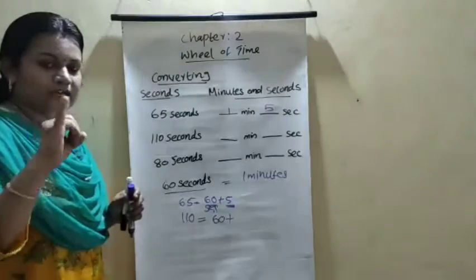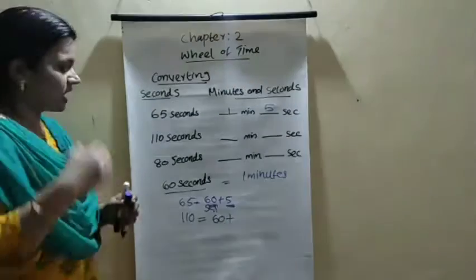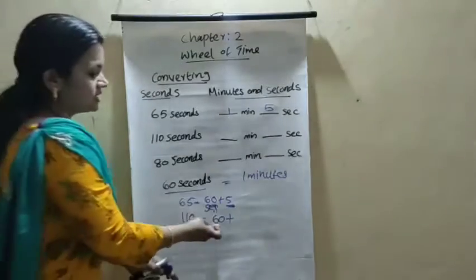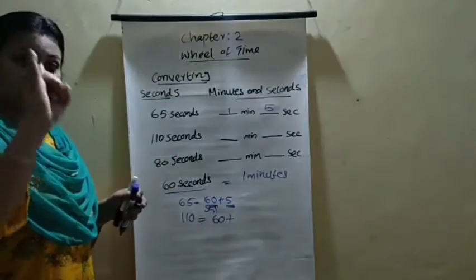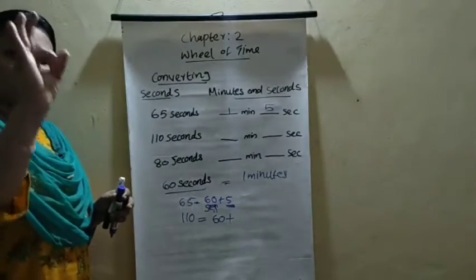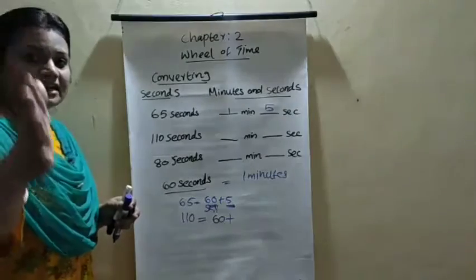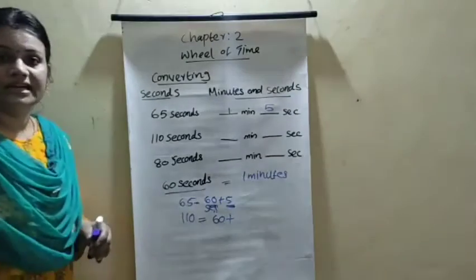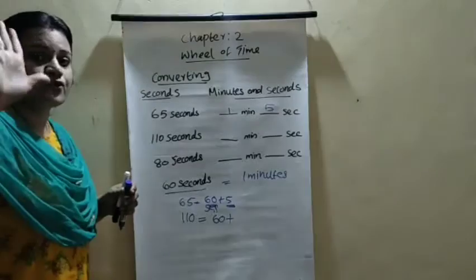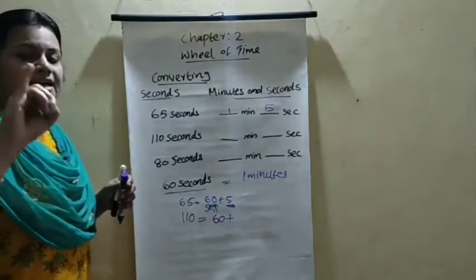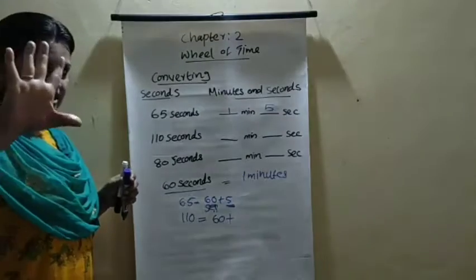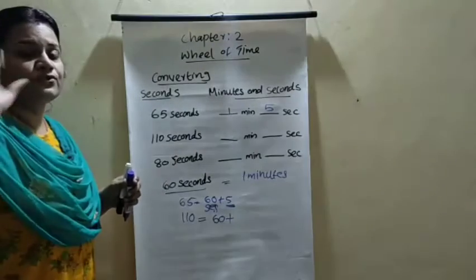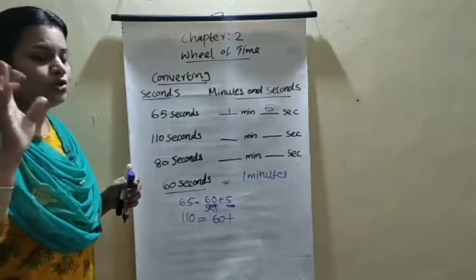Count 10 on each of your fingers. One finger equal to what? 10. So we count 10 for each finger. 60, after that 70, 80, 90, 100, 110. Then we reached 110. What do we get? 50. One finger equal to 10. So this is 5 fingers. 5 tens are 50.